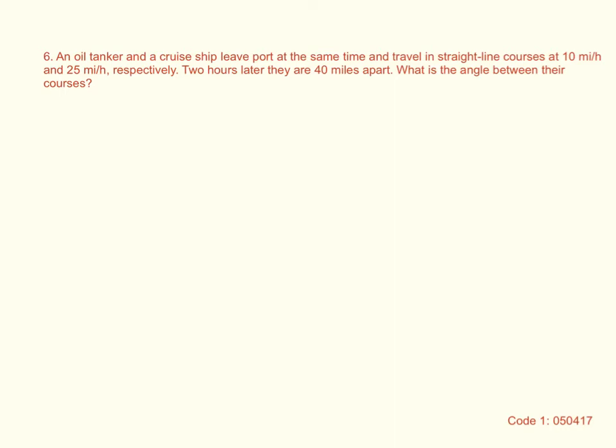Now let's look at 6. We're still doing law of cosines here. It says, an oil tanker and a cruise ship leave port at the same time and travel in straight line courses at 10 miles per hour and 25 miles per hour respectively. So the oil tanker, let's make that bright green, is going to be doing 10 miles per hour. And the cruise ship, let's make that a blue, is going to be 25 miles per hour. Okay. They leave port at the same time and they travel in straight line courses.